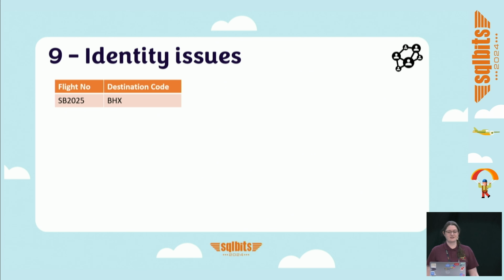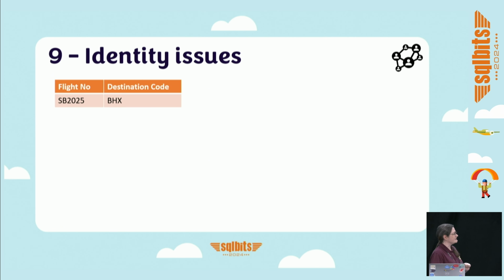Identity issues. Each table in the database should have an identity column that is automatically populated with a unique value. Sometimes this is a GUID, sometimes it's an integer. But let's look at an example of why we should do that. Let's say that next year SQLBits decides it's going to go to Birmingham. Great, Birmingham, middle of the country, lovely place.